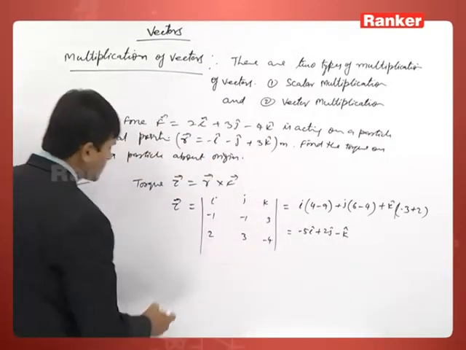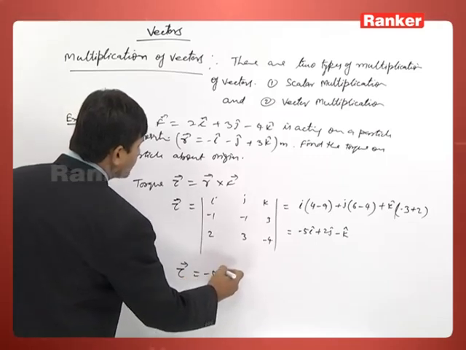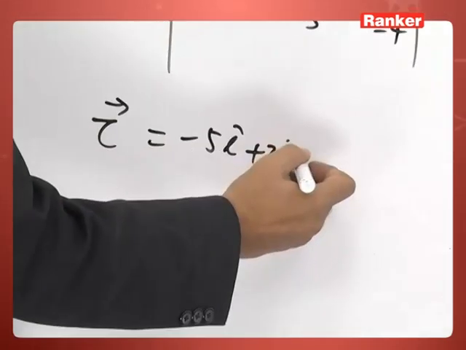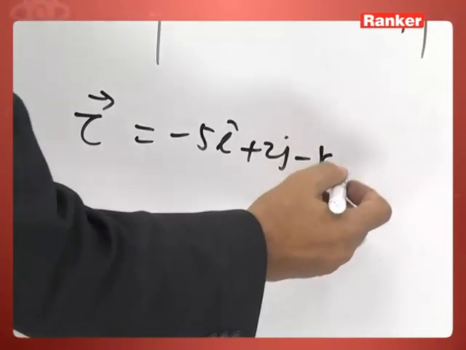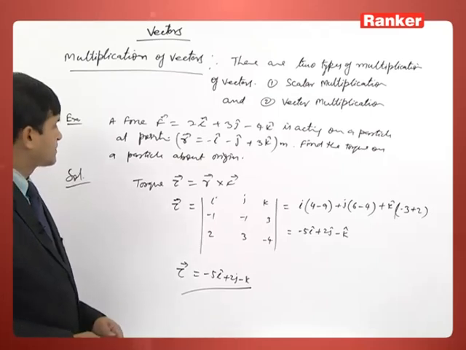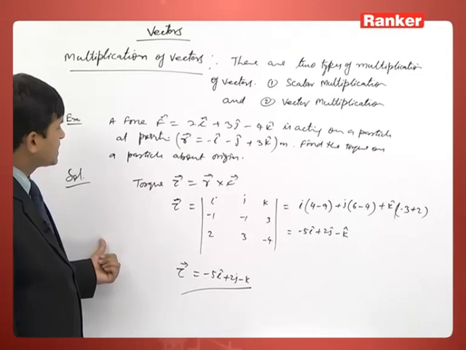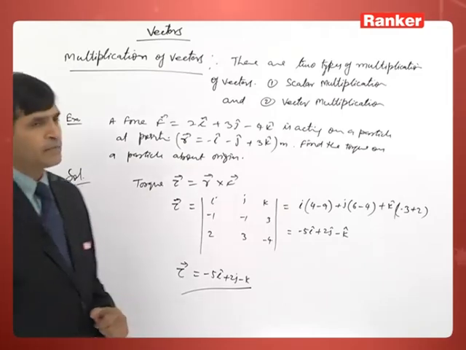This is the net torque. The torque on the particle is given as minus 5i plus 2j minus k. This is the way by which we calculate torque. In this manner, we can do vector multiplication and scalar multiplication.